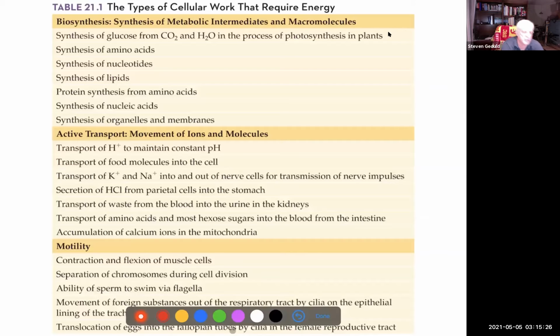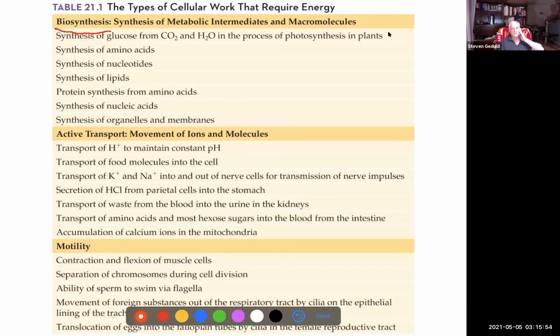Types of cell work that require energy. Like I said, building things, biosynthesis. Biosynthesis of glucose from CO2 and water occurs in photosynthesis in plants. Plants take in CO2 and water, and they form glucose and oxygen as a byproduct. It takes energy to do that, but plants use the sun's energy to accomplish it.